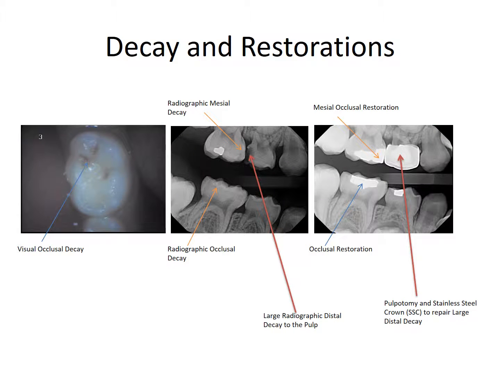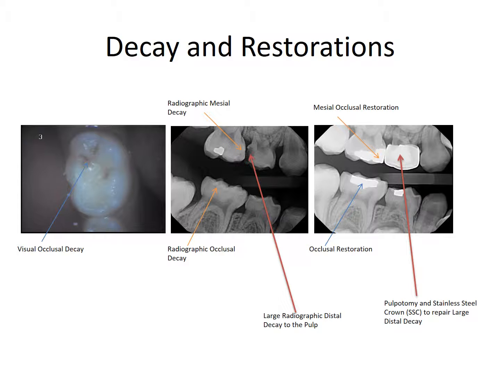Decay and restorations. This slide shows on the left visual occlusal decay. Visual occlusal decay is not always evident on an X-ray. In the center picture, we have the radiographic occlusal decay, which shows as a dark spot. You can also see the radiographic mesial decay with an arrow. Large radiographic distal decay is also present and extends to the pulp.